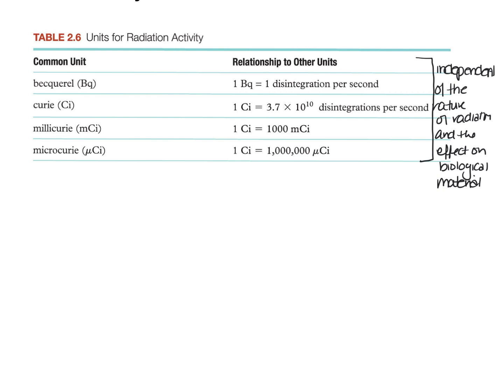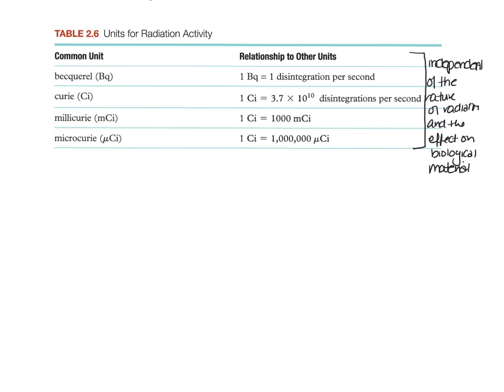Right? So those are helpful, but they don't tell us anything about the nature of the radiation or the effect on biological material, because as we've talked about already, gamma rays react differently with biological material than alpha particles do.